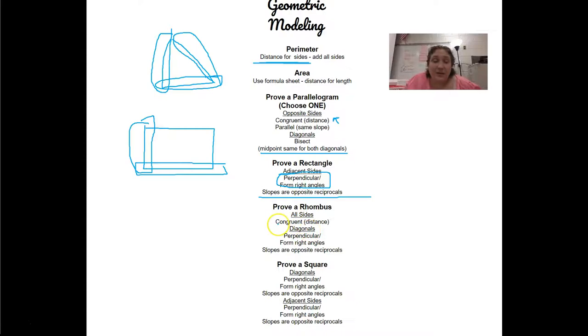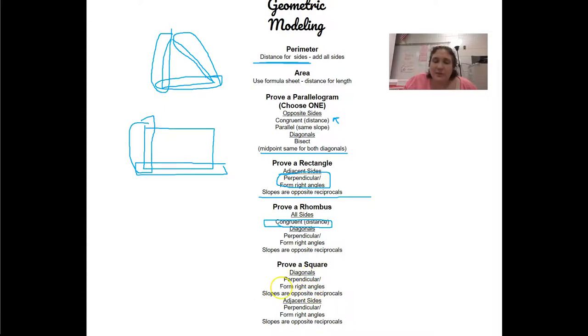For a rhombus, you could do the distance formula 4 times and prove that all the sides are the same measure, not just opposite sides like for the parallelogram, but all the sides. For diagonals, you could also say the diagonals form right angles. So if you only wanted to do the slopes of just the diagonals, if those two slopes are perpendicular, you've proven the rhombus.